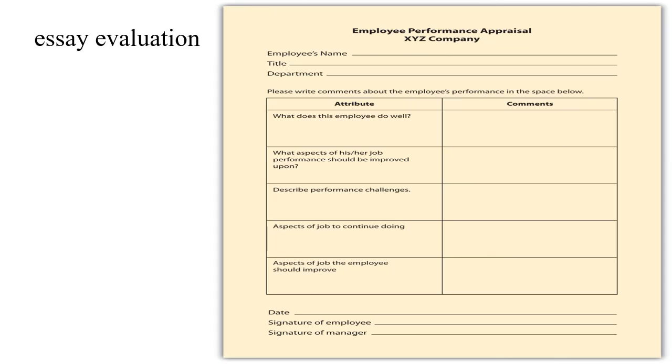Now, an example of the essay evaluation method is given here. Employee performance appraisal, XYZ company, name of the employee, title and department. Certain parts are taken here. Please write comments about employee performance in the space below. What does this employee do well? The comment is to be put forth. Describe performance challenges. What aspects of his or her job performance should be improved upon? Aspects of the job to continue doing. So an essay is written in the second column wherein comments are written, and then finally it is signed and sent to the higher authorities.